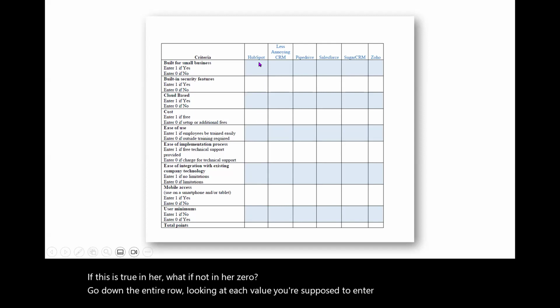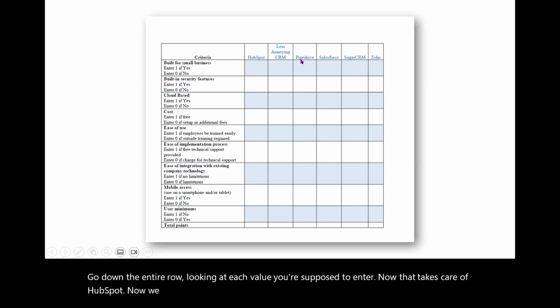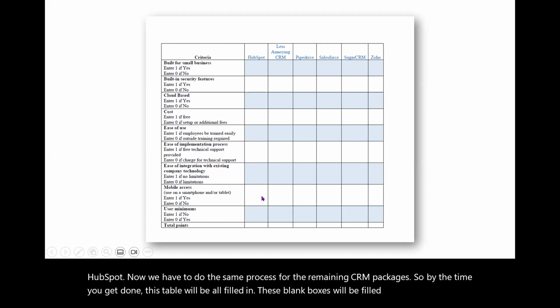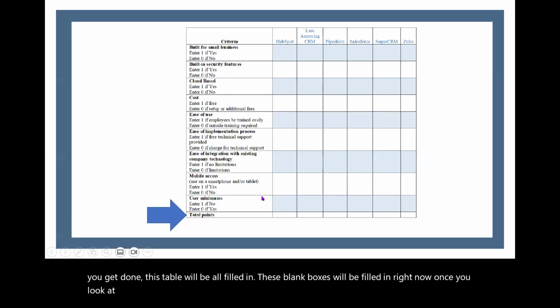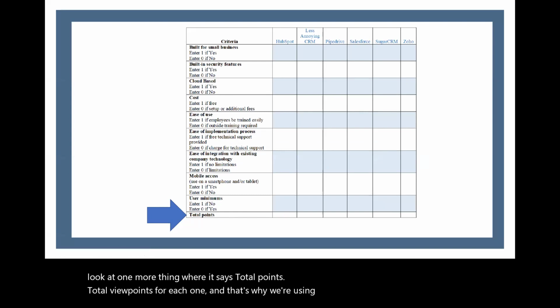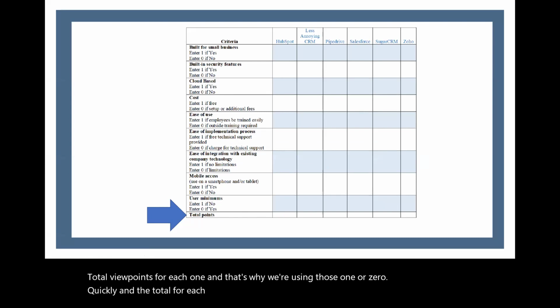Now that takes care of HubSpot. Now we have to do the same process for the remaining CRM packages. But by the time you get done, this table will be all filled in. These blank boxes will be filled in. And now I want you to look at one more thing where it says total points. Total your points for each one. And that's why we're using numbers, 1 or 0. Quickly add the total for each CRM package.